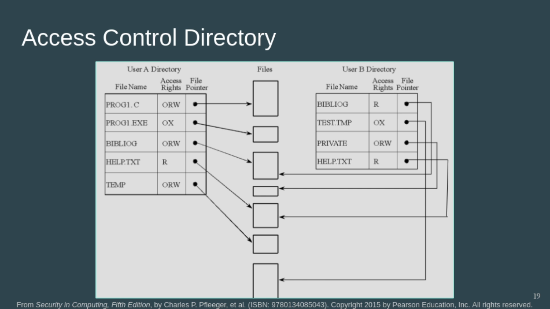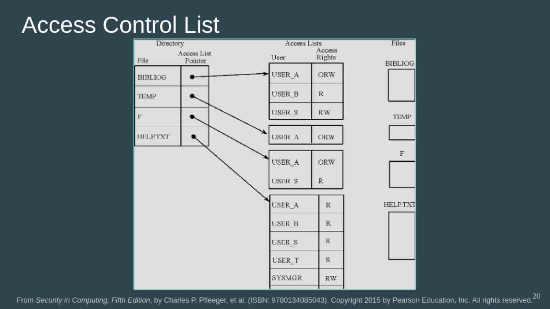Finally, we have an access control list. Here, there is a main directory with one entry for each file. Each entry points to an access list for that file. Each access list is equivalent to one column of the access control matrix. There is one access list per object. The access list lists each subject with access to that object and that subject's access rights.